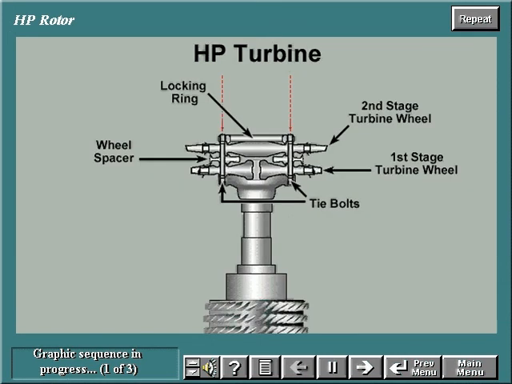Prior to assembling the turbine wheels, both wheels are preheated. Tie bolts are screwed into the aft stub shaft, and the hot first stage turbine wheel, cold wheel spacer, and hot second stage turbine wheel are assembled. A locking ring is attached and the tie bolts are secured. Subsequent cooling of the turbine wheels reduces the clearances between the aft flange of the compressor rotor and the first stage turbine wheel and between the turbine wheels and spacer.